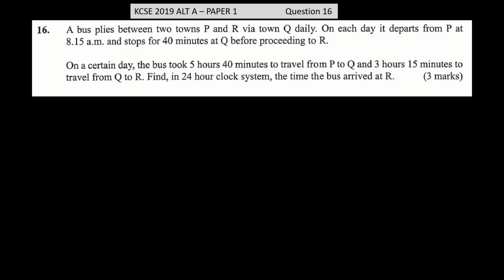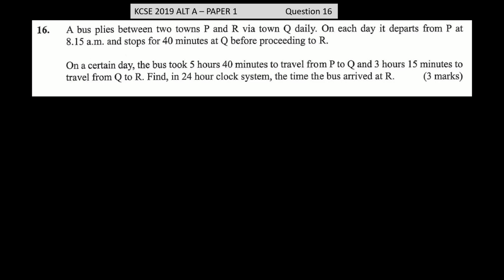This is question 16 of the KCSE 2019 Mathematics Alternative A, Paper 1, and which is also the last question in section 1. The question states, a bus plies between two towns P and R via town Q daily. On each day, it departs from P at 8:15 a.m. and stops for 40 minutes at Q before proceeding to R. On a certain day, the bus took 5 hours 40 minutes to travel from P to Q and 3 hours 15 minutes to travel from Q to R. Find in 24-hour clock system the time the bus arrived at R, and the question carries 3 marks.